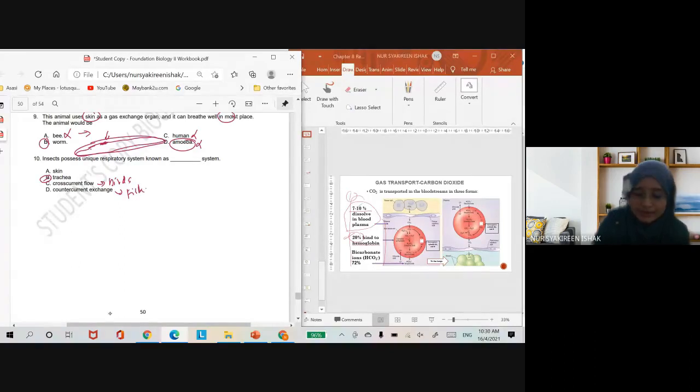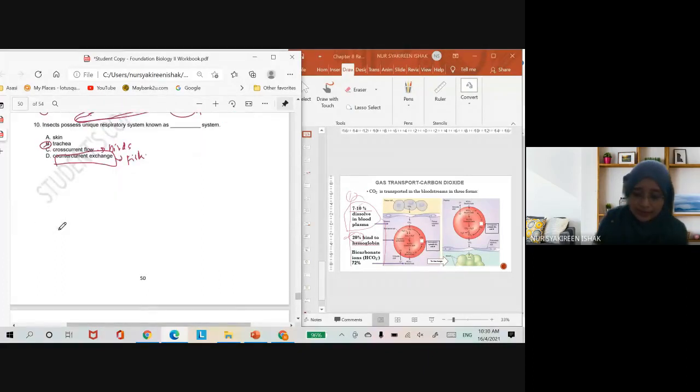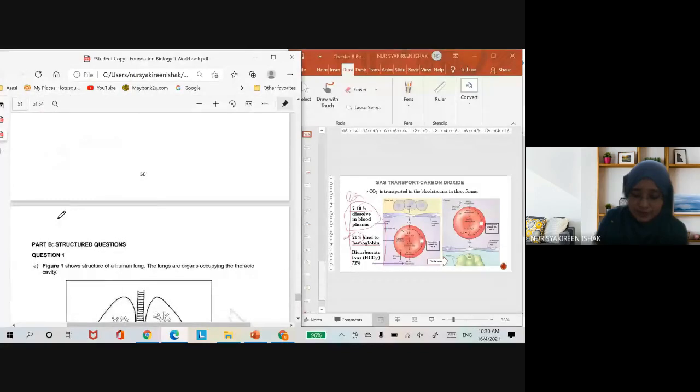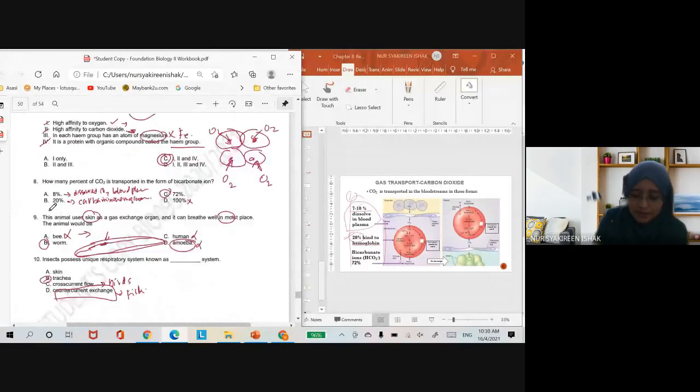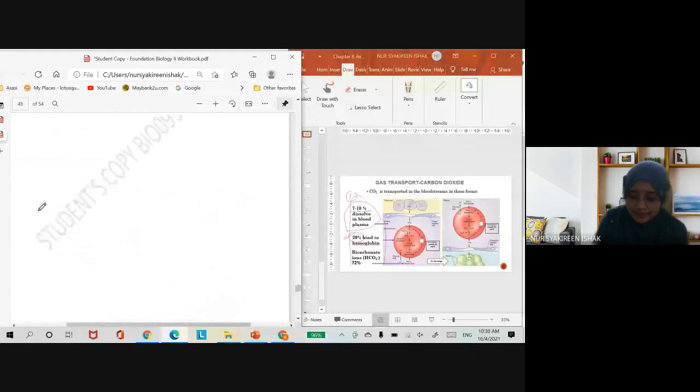So ingat semalam kita belajar pasal counter current exchange in fish, where the flow of water is in the opposite direction as the flow of blood in the blood vessels in the lamella of fish gill. So this is to extract as much oxygen as possible from the water into the blood in the blood vessels of fish, located in the gills. Okay, so far for objective ada soalan tak?